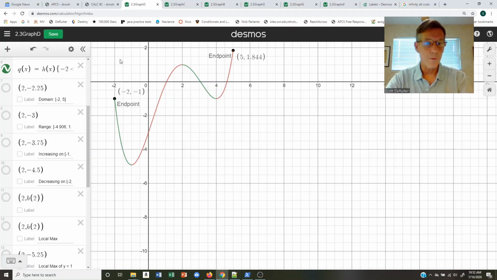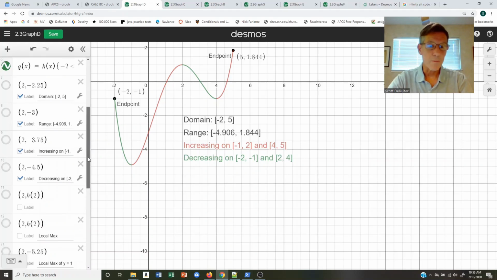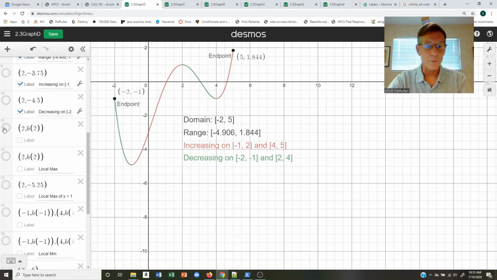So here's an example. And we label the endpoints. We start with the domain, which is x equals -2 to x equals 5. The range is the least y value to the highest y value. And it's increasing on the red part of the graph. It's decreasing on the green part of the graph. Notice that we include the endpoints when we describe increasing and decreasing typically.